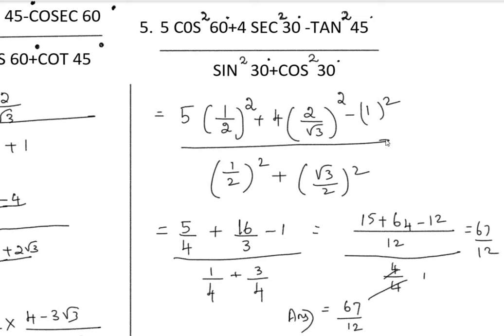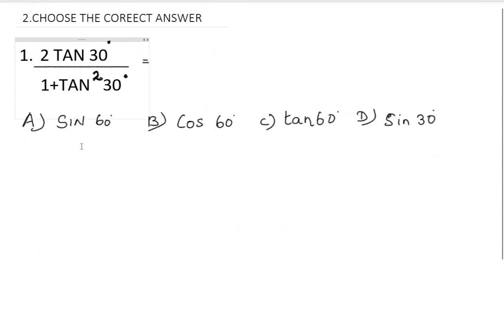Do you understand this question, children? Shall we move to the next one? Yes. Choose the correct answer: 2 tan 30 degree by 1 plus tan square 30. We have to find the correct answer in this one. Shall we find? Yes.